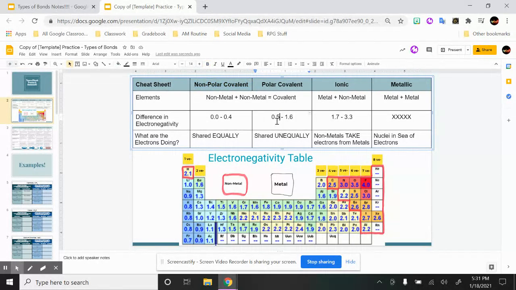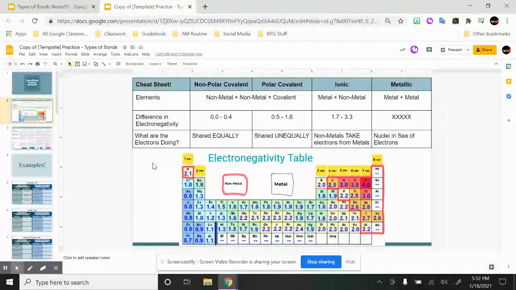Now, if the difference is a little bit bigger, that means one atom's a little bit stronger than the other. That means they're going to share them unequally, and it's going to be a polar covalent bond. And then if the difference is really, really large, one atom is much stronger than the other, then we're going to have the nonmetal taking the electrons from the metal, and that means we have an ionic bond. Okay, so this gets us a little bit more detail. The first method is a little quick: is it covalent, is it ionic? Here we're finding out if it's polar or non-polar or just ionic again.